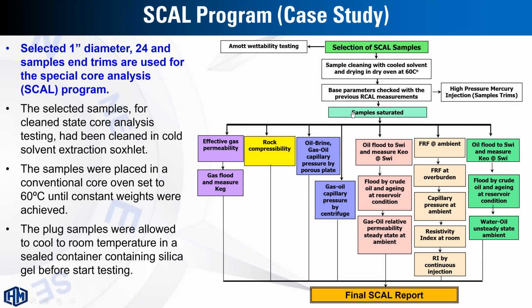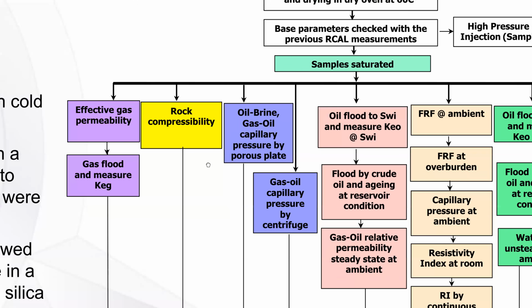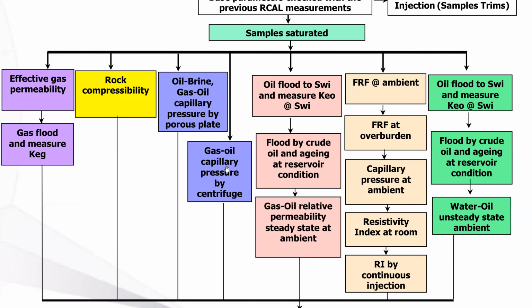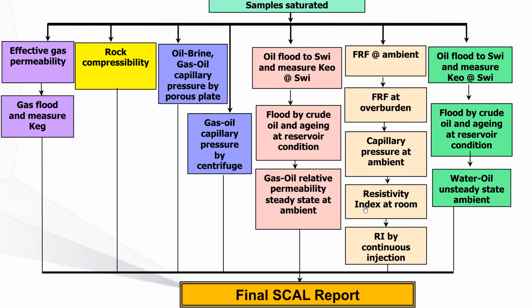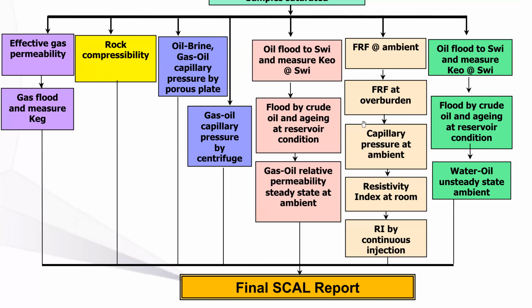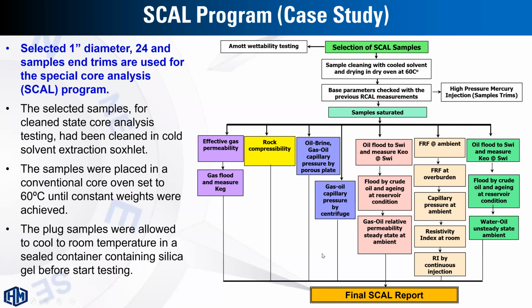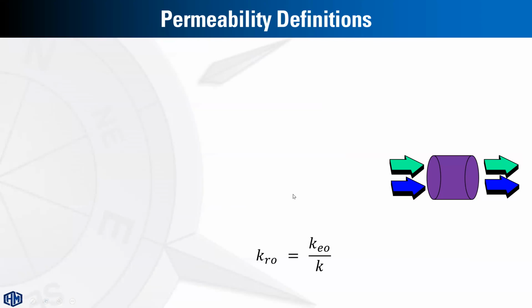And for the saturated sample, we have three basic measurements: the relative permeability by core flooding, and the capillary pressure, maybe gas-oil or water-oil, based on the types of fluids at the reservoir conditions. Also the electrical properties, like formation resistivity factor and resistivity index. And finally, we have the final SCAL report.